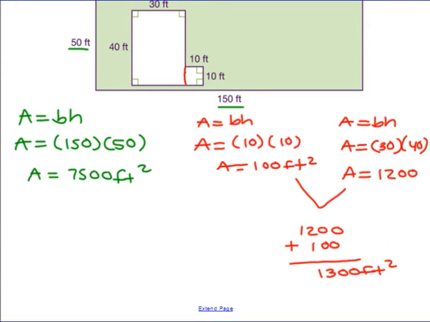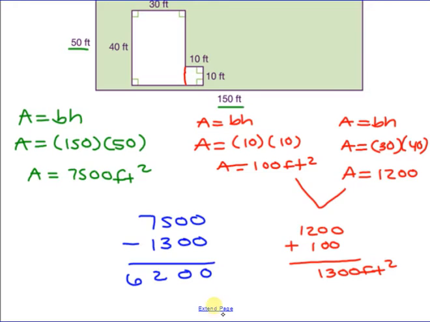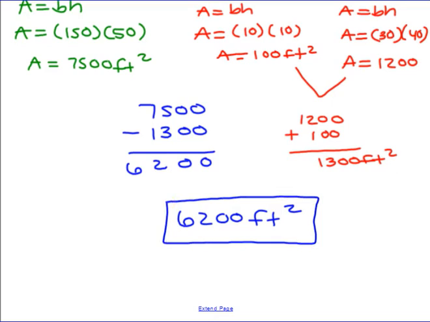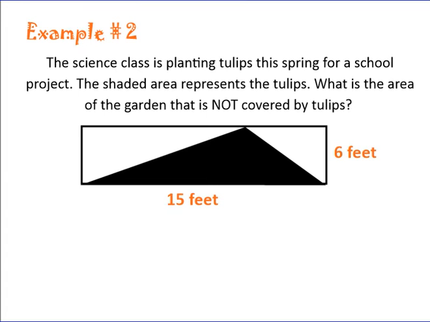Okay, now my final step to find the shaded region is I need to subtract the house from the land. So 7,500 minus 1,300. So that's going to leave us with 6,200 feet squared. All right, let's take a look at the next problem.